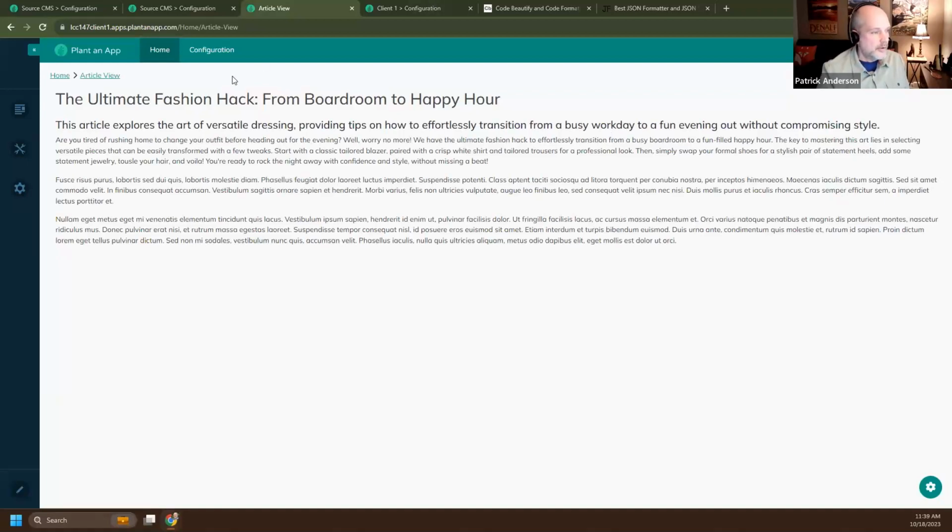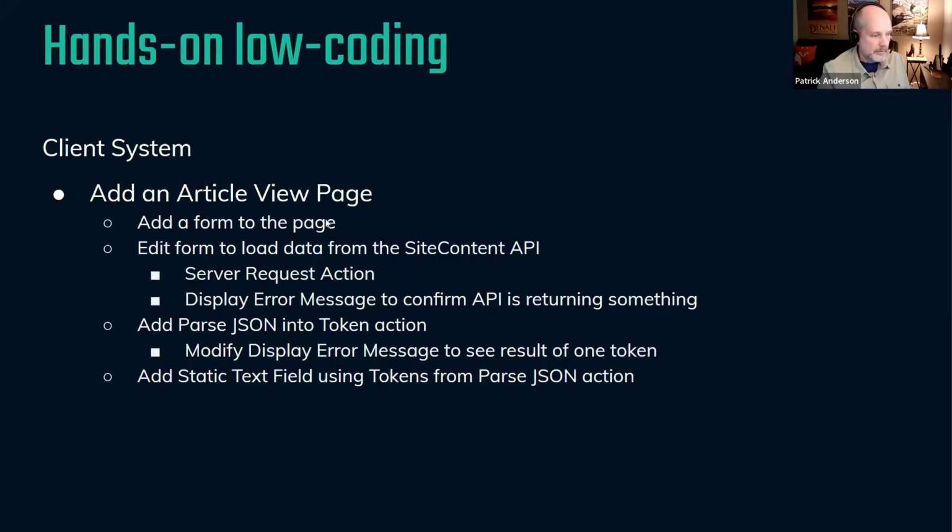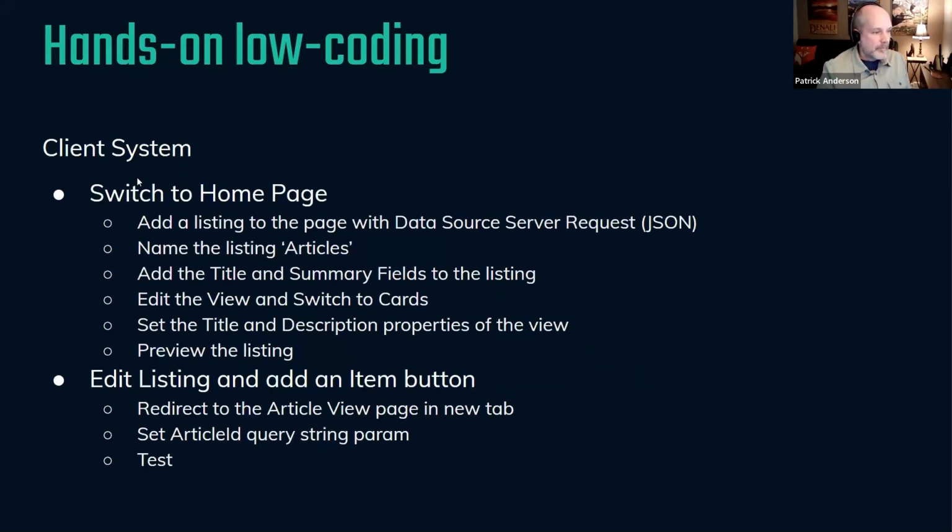Okay, so I'm going to switch back to the presentation. Keep myself on task here. So we have accomplished everything here. We've tested this with a display error message. We did the parse JSON into tokens action, and we added a static text field, and we are getting the content now on our client system. So on the client system now, I'm going to switch to the home page, and we're going to add a listing to the page, and the data source for that listing is going to be a server request. So this is how we're going to get a list of articles from the source system.